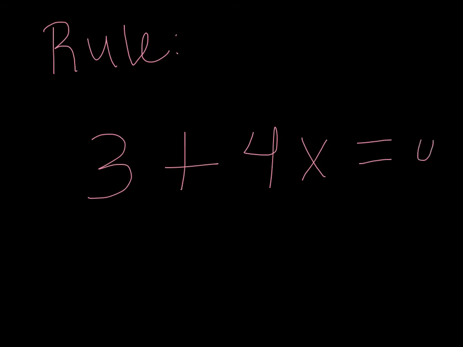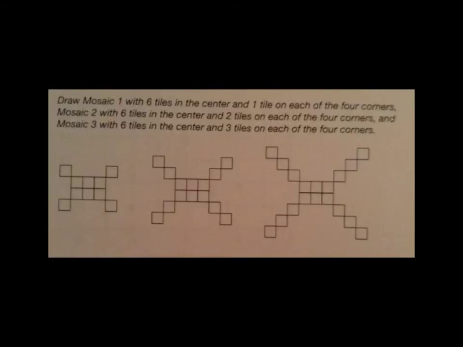Now let's create a rule for that new picture. How many tiles were always constant in that picture? There should have been 3 tiles that were always constant. Then you're going to add for each corner. How many corners are there? Well, there's 4 corners. The x would be your input. What mosaic number am I trying to find out? This will in the end give me your y value, which is the number of tiles that you have in the picture. Let's look at this mosaic drawing.